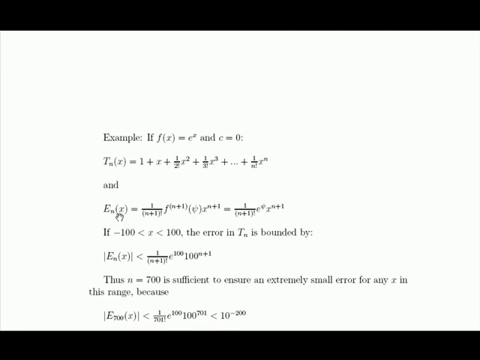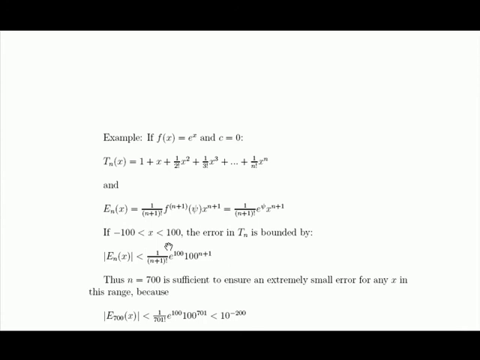The error in the Taylor polynomial degree n looks like this. The n plus first derivative at some point psi between x and c, x and 0, and the n plus first derivative, like all the other derivatives, is just e to the x, so that just becomes e to the psi.